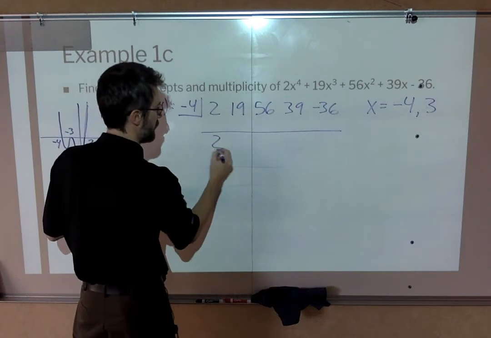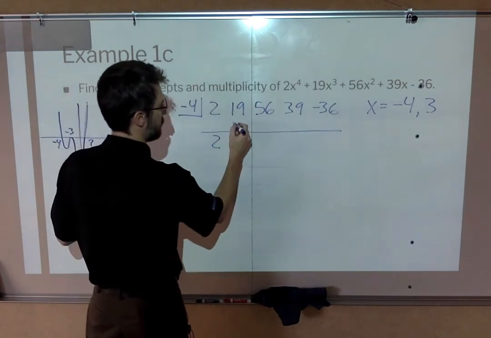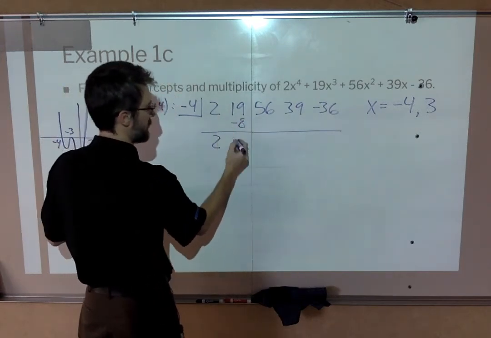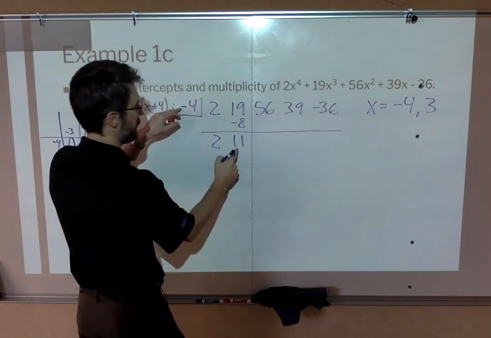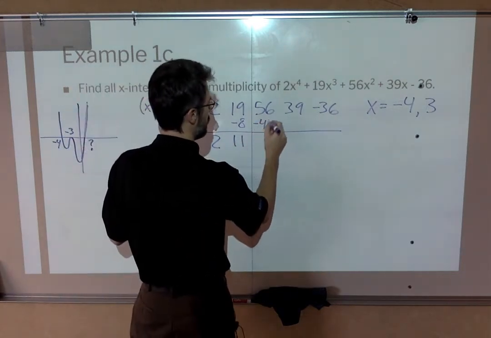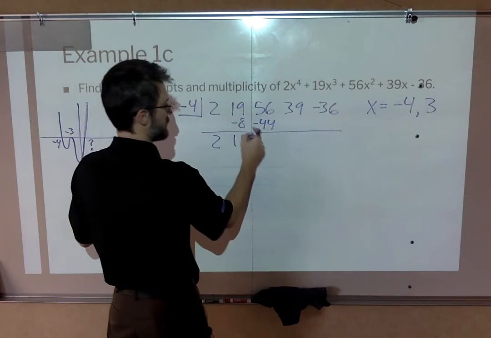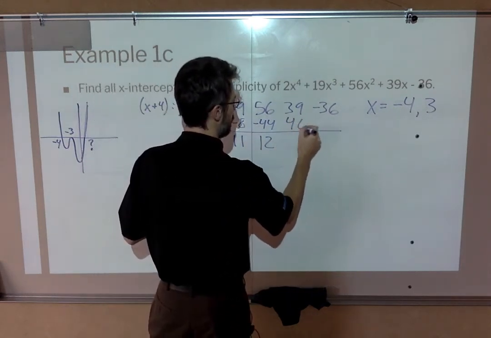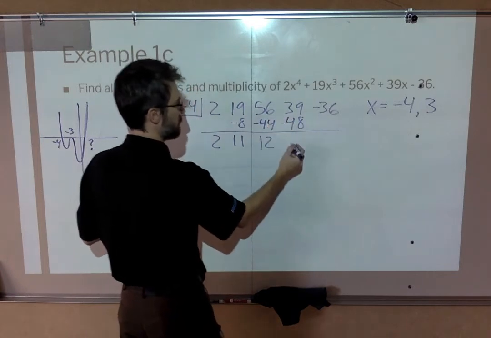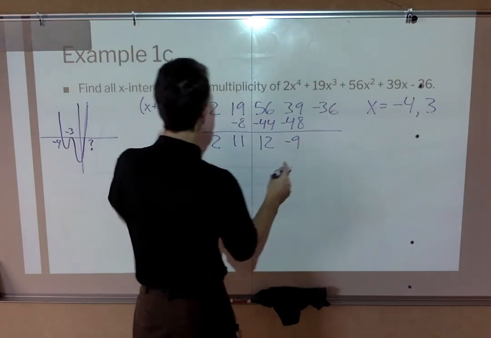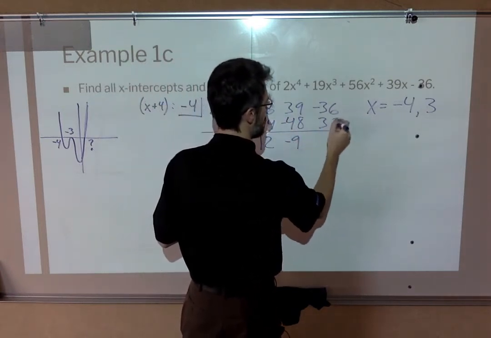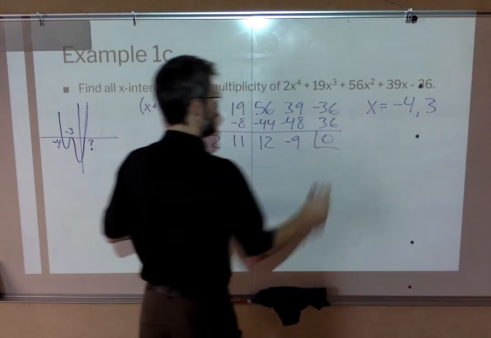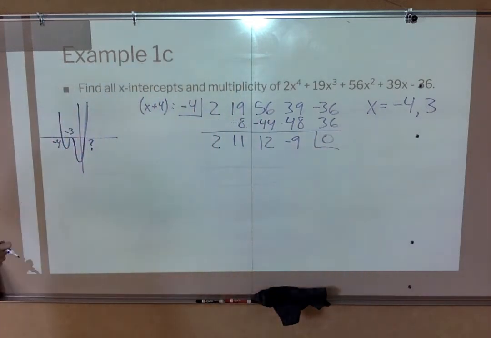So 2, bring that down. 2 times negative 4, negative 8. 19 minus 8, 11. Negative 4 times 11, negative 44. 56 minus 44 is 12. Negative 4 times 12 is negative 48. 39 minus 48 is negative 9. Negative 4 times negative 9, positive 36. So we're good because we came up with a 0 for a remainder.